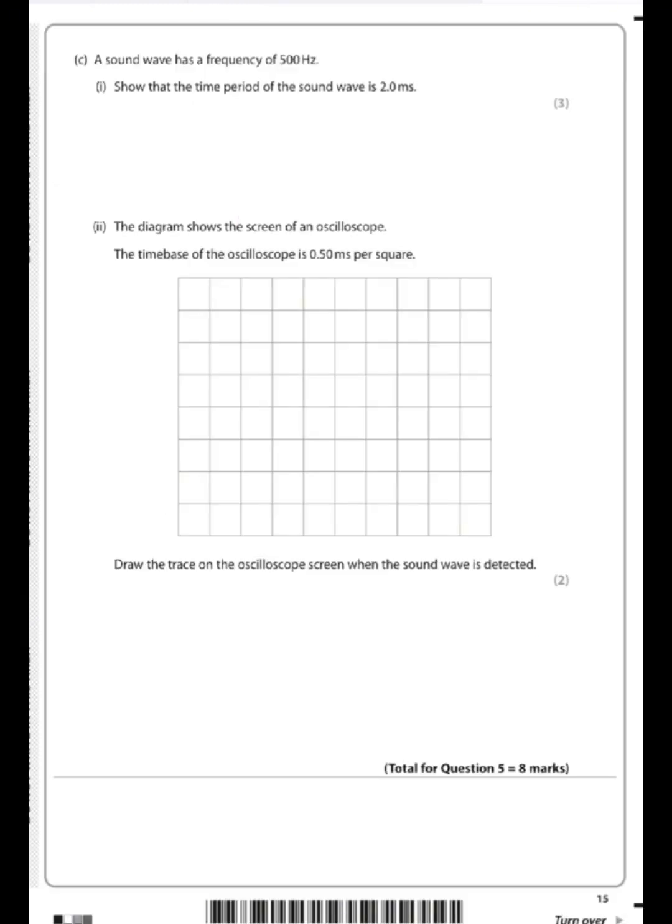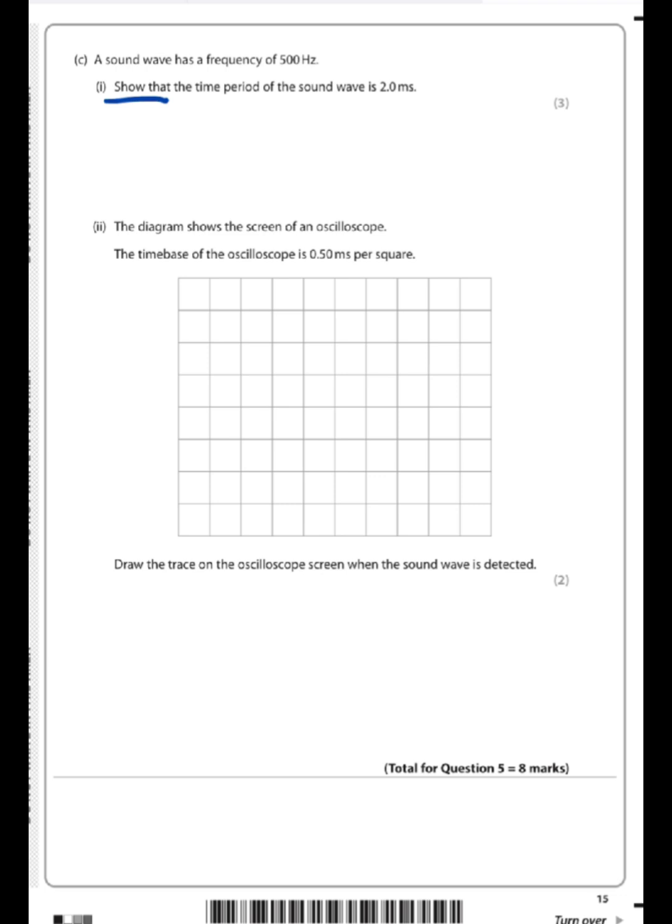We're told a sound wave has a frequency of 500 hertz. Show that the time period is 2 milliseconds. So a couple of things to spot here. Firstly, the "show that". So that means you have to treat the time period as unknown and calculate it, but you are given a value so that you know when you get your answer that you have done it correctly.